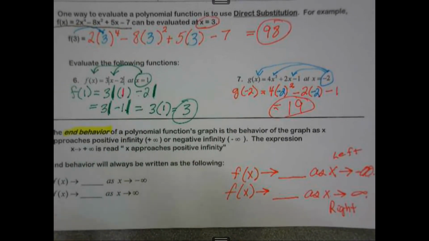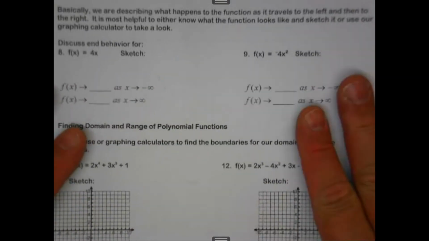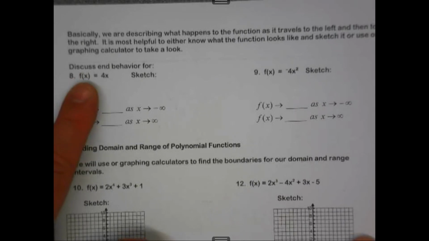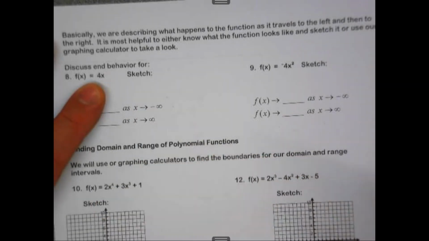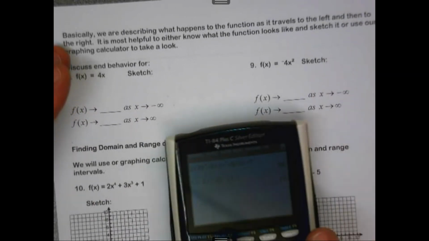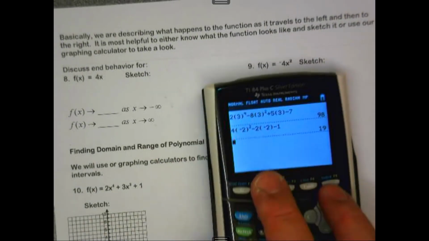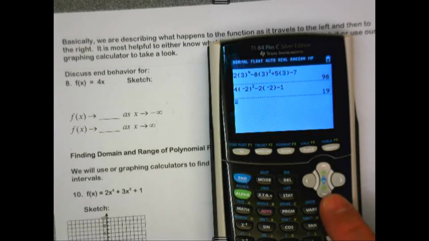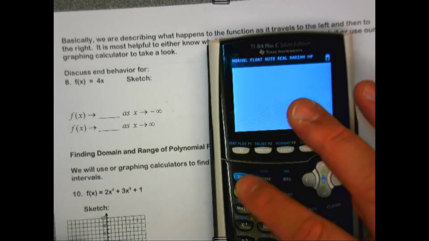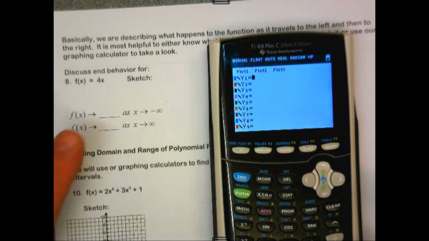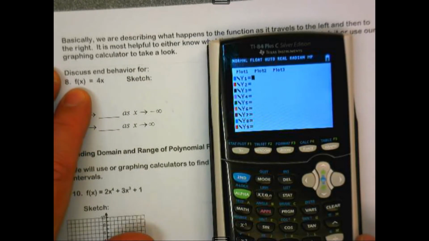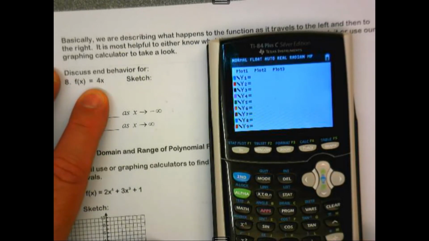Okay, let's do some examples. So we have the f of x equals 4x. You're going to need to sketch this. The best way to do this is in your calculators. If you have a handheld graphing calculator, that's going to be your best bet. I find it a little difficult on the Chromebooks, but it's certainly possible. So remember, the f of x is the same thing as y. So y equals, or f of x equals 4x. I'm just going to put in 4x. I'm going to graph it.